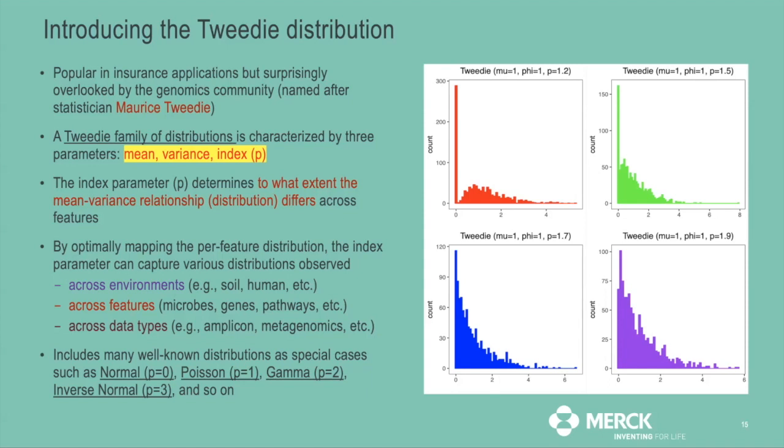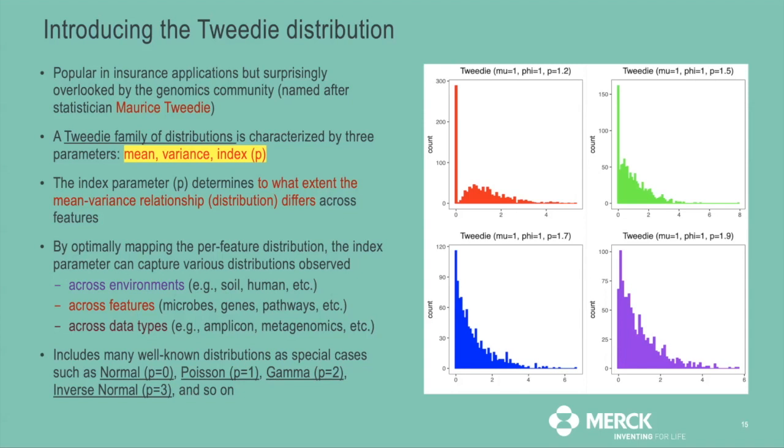I just want to emphasize that if you think of a normal distribution, for example, there is a mean parameter and a variance parameter. Similarly, for a negative binomial distribution, you have a mean and dispersion. But Tweedie is a little bit more flexible because it has one more parameter. So it's a 3-parameter distribution. Apart from the mean and variance, it has an index parameter, which I am denoting as P.